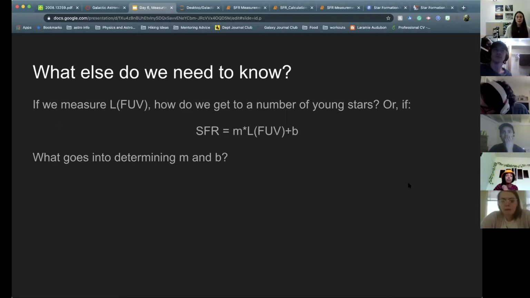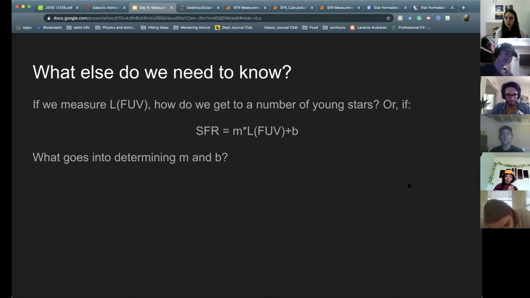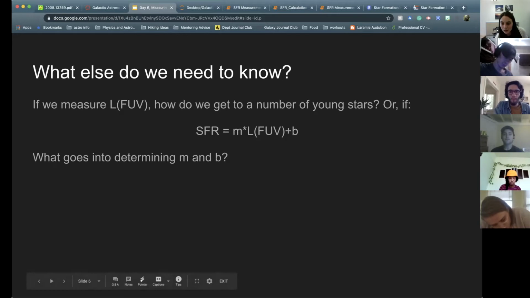So let's say we measure our FUV luminosity, LFUV. What else do we need to know if we want to turn LFUV into a number of new stars formed recently? In other words, in this general equation that I've written here, what would go into a theoretical prediction of M and B? If you have an idea, you can throw it in the chat or shout it out.